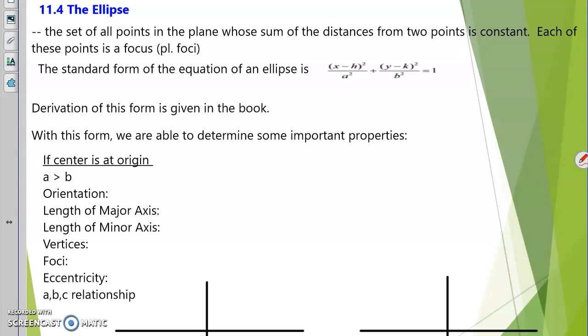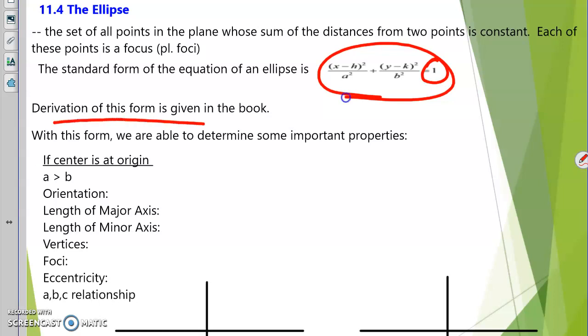Lesson 4 is ellipses, and we have the standard form of an ellipse here. Notice that this side over here is always a 1. Again, if you want to see how they came up with this equation, it's in the book. Our A is larger than B.